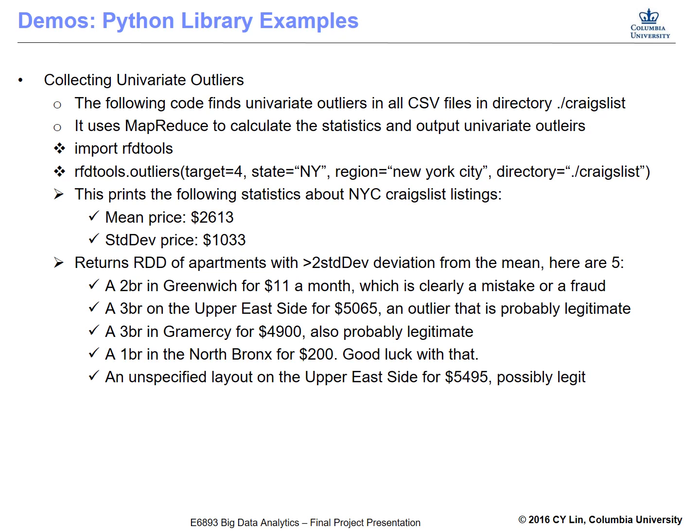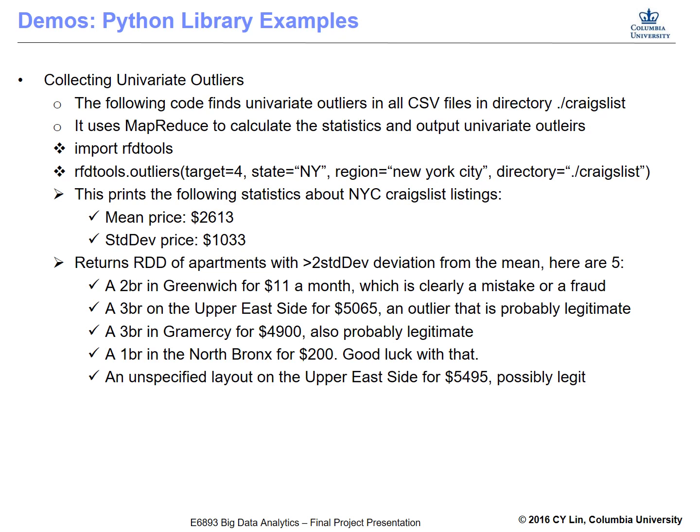So here's some quick demos about the methods in this library. The first and simplest is collecting univariate outliers. This is very simply using MapReduce to process the data down to a mean value and a standard deviation, and then filtering by the standard definition of outliers: two standard deviations from a mean.